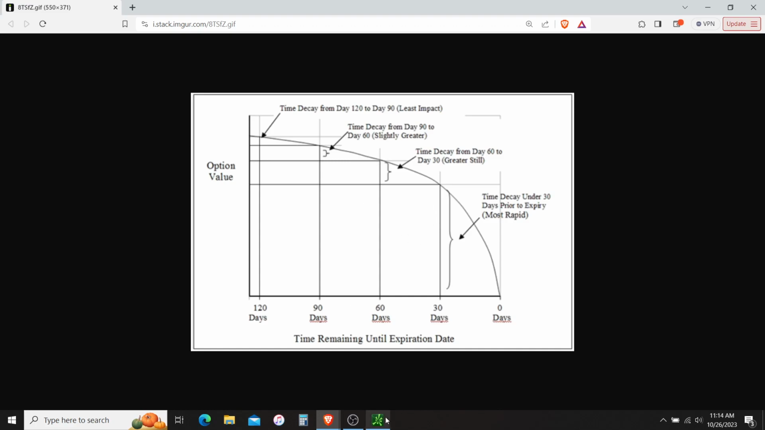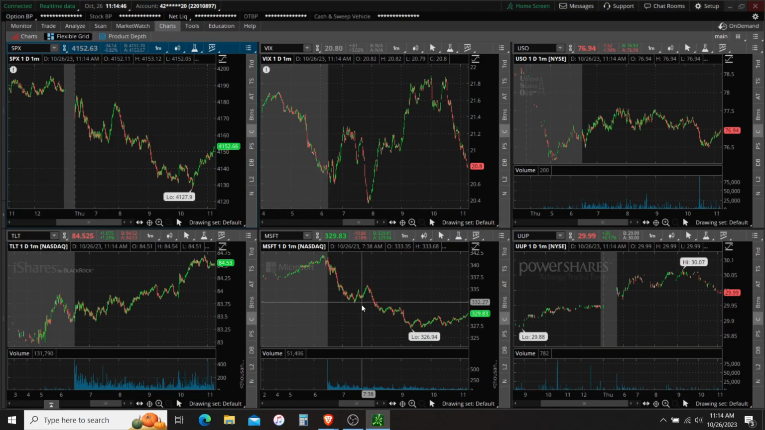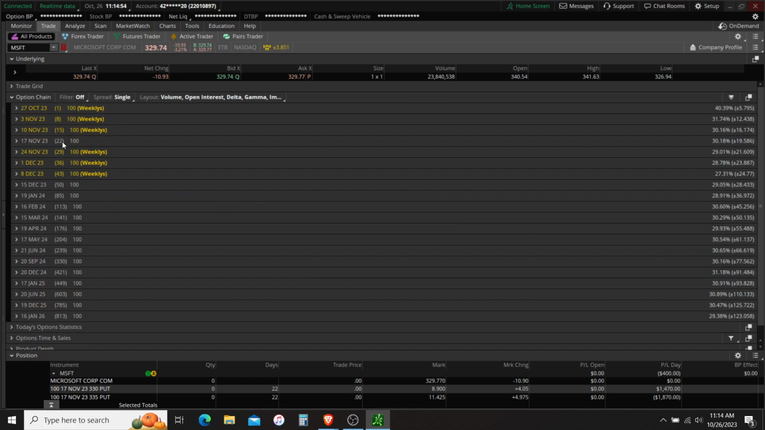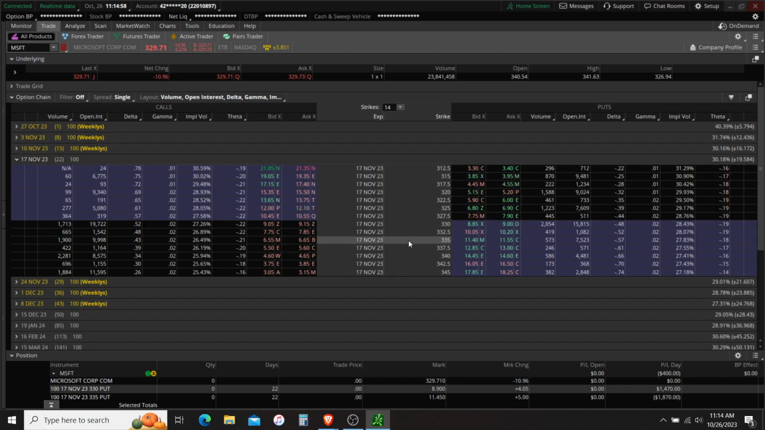So what we can do is let's just choose Microsoft here. Go to our trade tab. We're already on the option chain here. You can see all the different expiration dates, and of course the strike prices. I'll choose November. It's currently October 26th. Let's assume that we think Microsoft is going to go up.